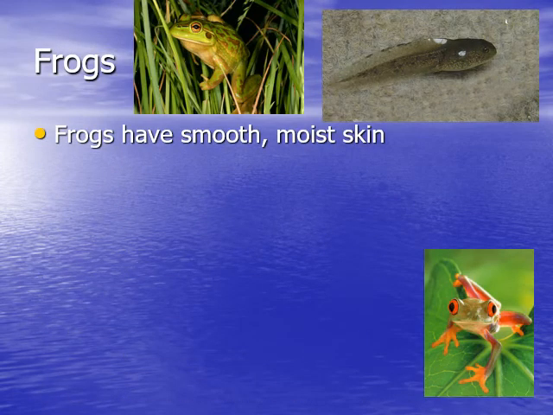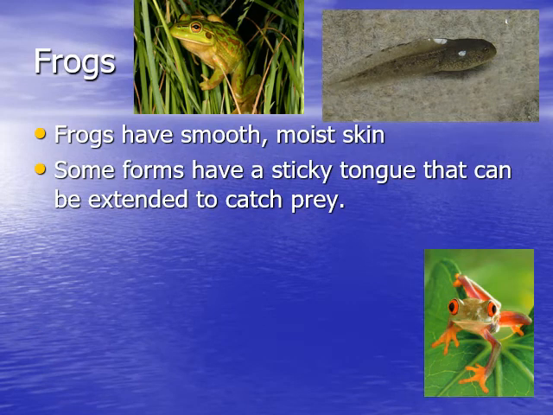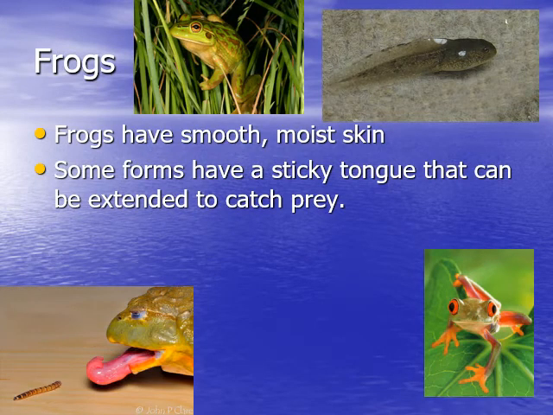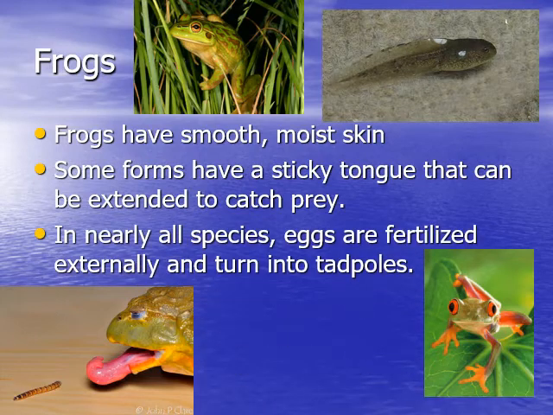So frogs in general have smooth, moist skin. You can see some pictures of a couple adult frogs here, as well as a tadpole up towards the top. Some forms have a very sticky tongue that can be extended to catch prey. We see that a lot in tropical types of frogs. They spend time in trees, tree frogs. They spend time up in the tree, and they catch insects with their very, very sticky tongues. Here's an example of that down towards the left of a frog using that. So some of those frogs have those very sticky tongues.